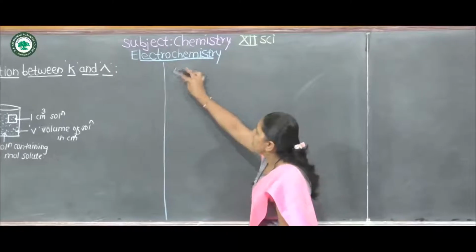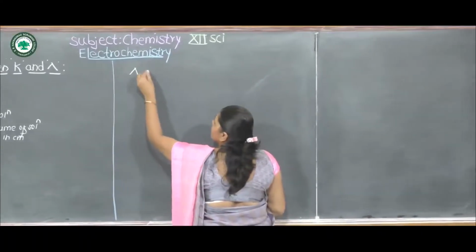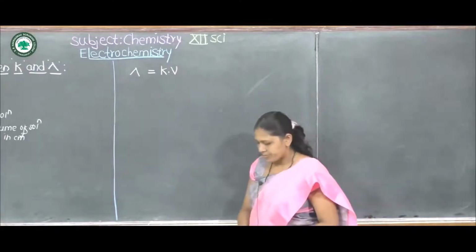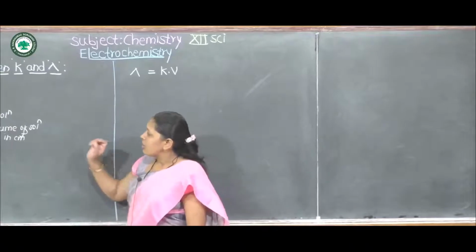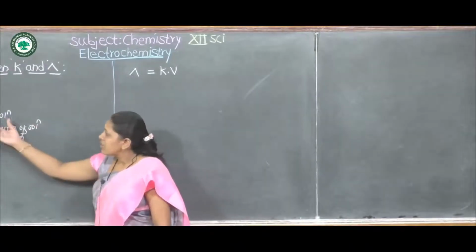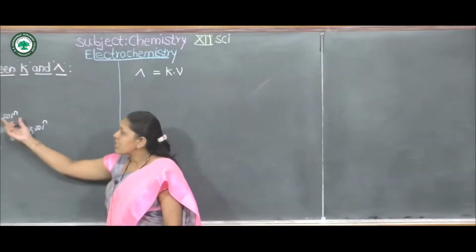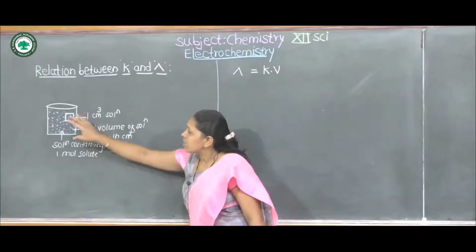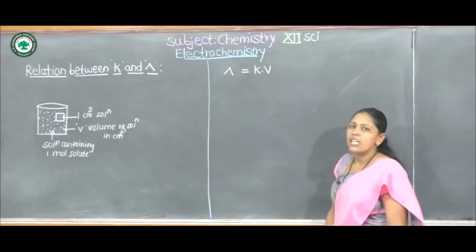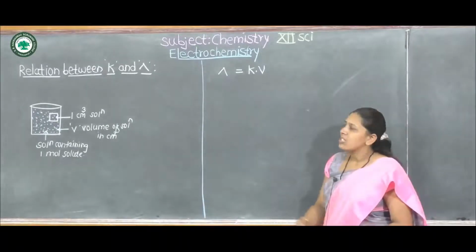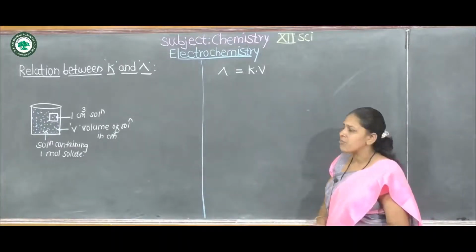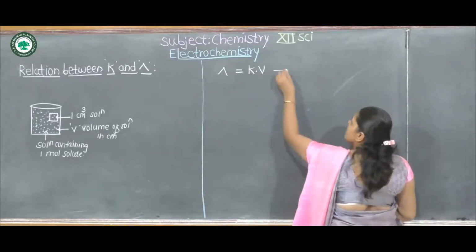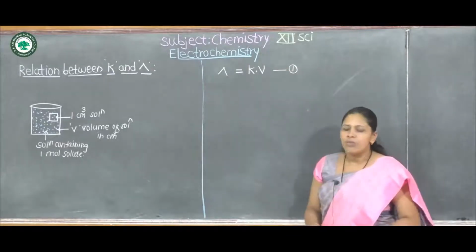molar conductivity is equal to conductivity multiplied by volume. See again, conductivity is the conductance of only 1 centimeter cube of solution, and molar conductivity is the conductance of the whole solution containing 1 mole of solute. Then molar conductivity of the whole solution is equal to conductivity multiplied by volume of solution. Say this equation is equation number 1.